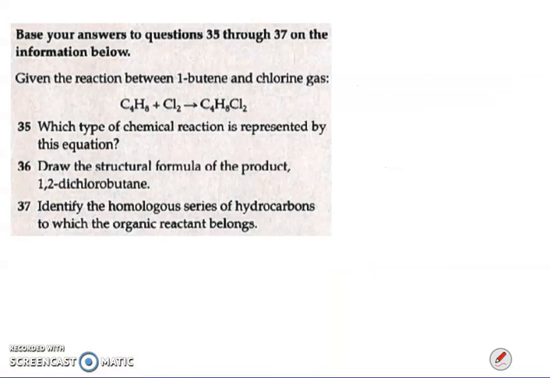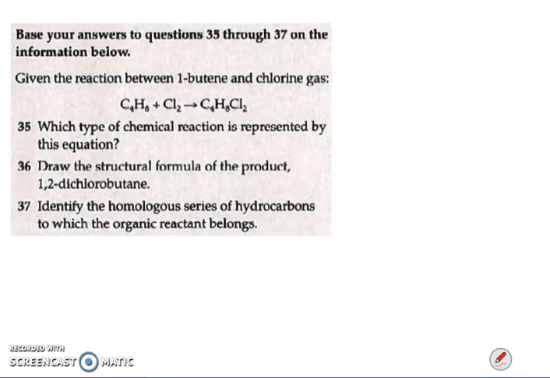35 says which typical chemical reaction is represented by that equation. So again, we have a C4H8, all right? The number of hydrogens is twice the number of carbons. That means it's an alkene. We have a halogen being added to an alkene, producing one product. That is an addition reaction. Alkenes are unsaturated. That is an addition reaction.